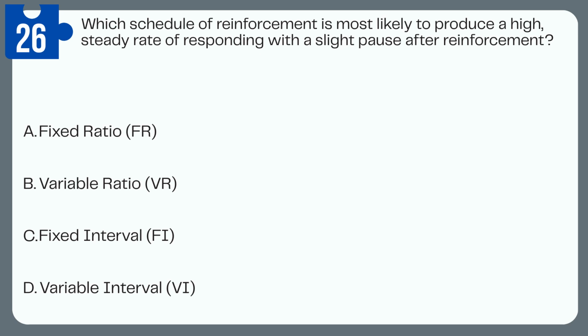Question 26. Which schedule of reinforcement is most likely to produce a high, steady rate of responding with a slight pause after reinforcement? A. Fixed ratio, FR. B. Variable ratio, VR. C. Fixed interval, FI. D. Variable interval, VI.